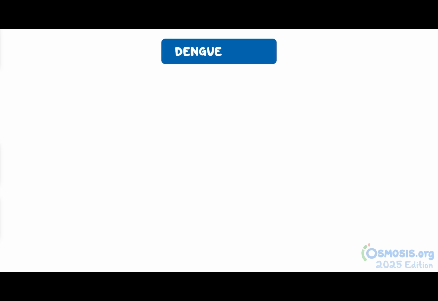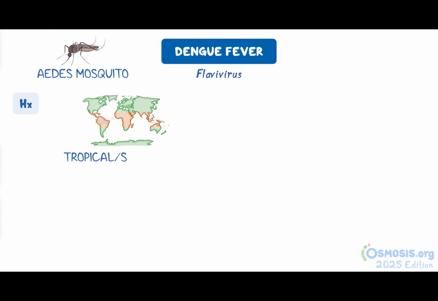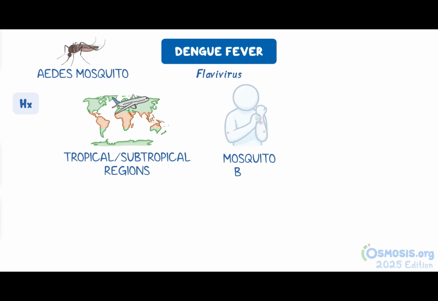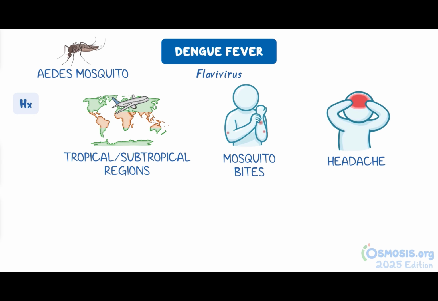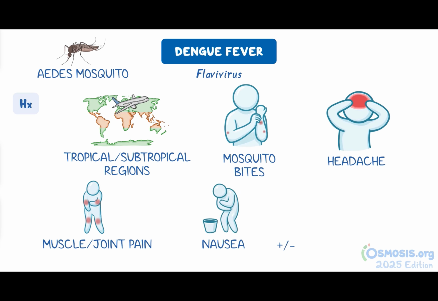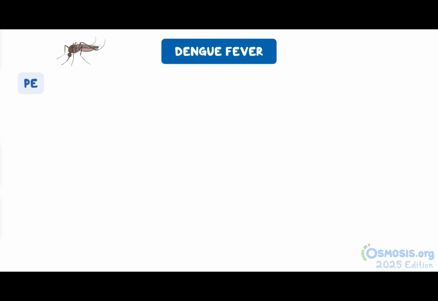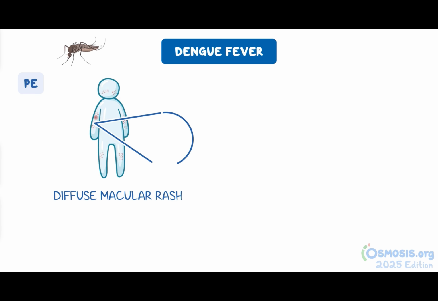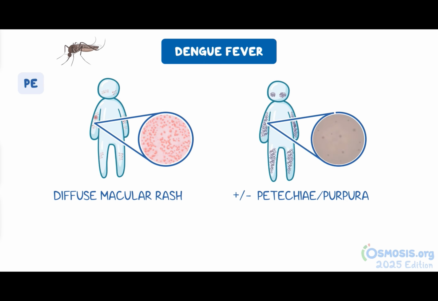Moving on to dengue fever from the genus Flavivirus, which is transmitted by Aedes mosquitoes. These patients have a history of recent travel from tropical or subtropical regions, mosquito bites, headaches, a significant amount of muscle and joint pain, and nausea. They might also report vomiting with abdominal pain. Physical exam typically reveals a diffuse macular rash limited to the limbs and face. You might also note petechiae or purpura as the infection progresses.